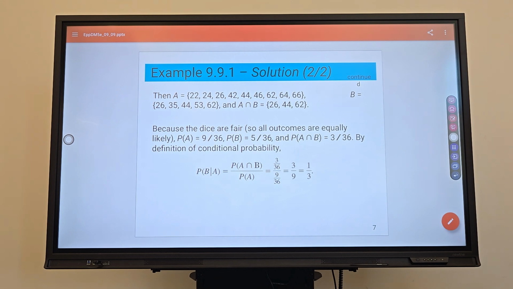Make sense? But A has to occur first before B is considered. If A doesn't occur, it doesn't matter what B is. It doesn't count toward the probability.